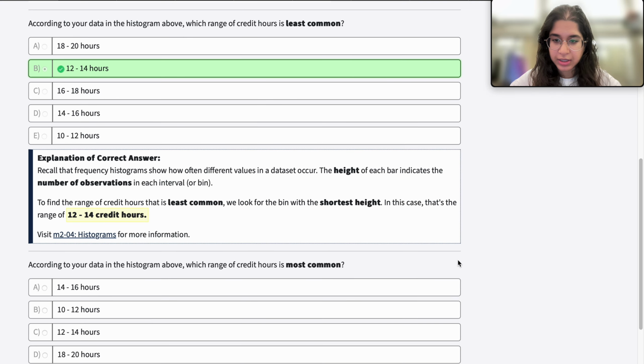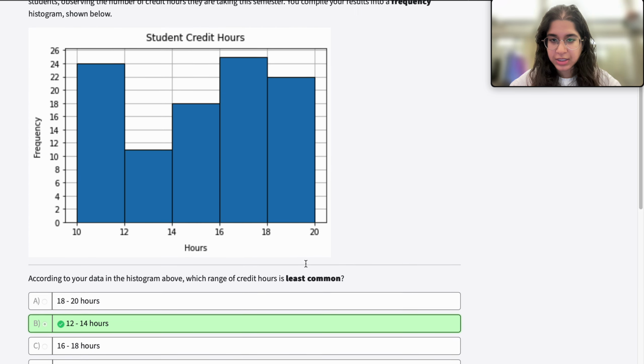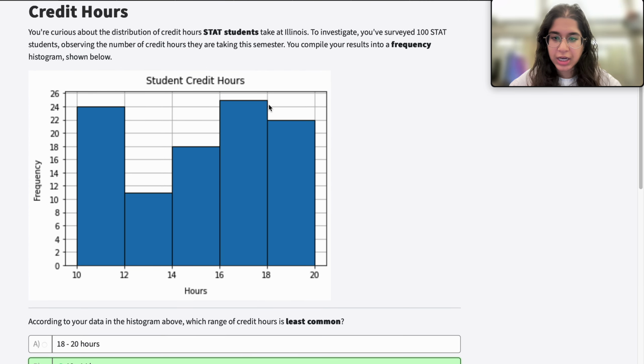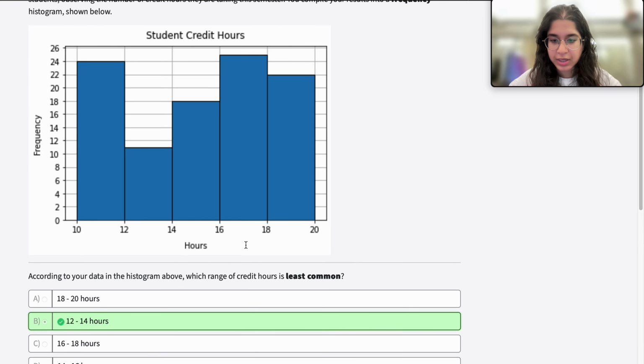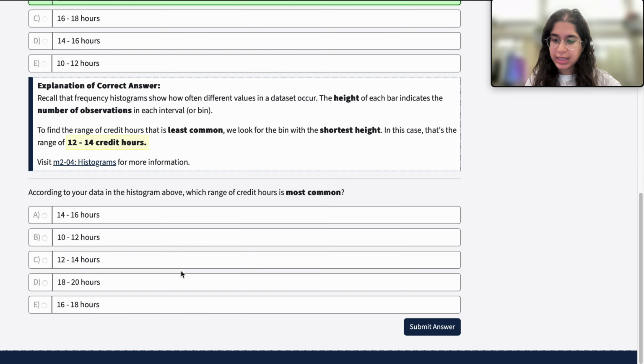And then for most common here, well, we can see that it's the bar with the greatest height, right, which is obviously 16 to 18 here. So that has the highest frequency, so that occurs the most often. So again, 16 to 18 credit hours would be the most common in this case.